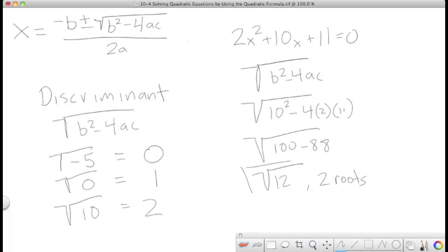And that's it. That's all it wants us to know, is what the discriminant is and how many roots we have.